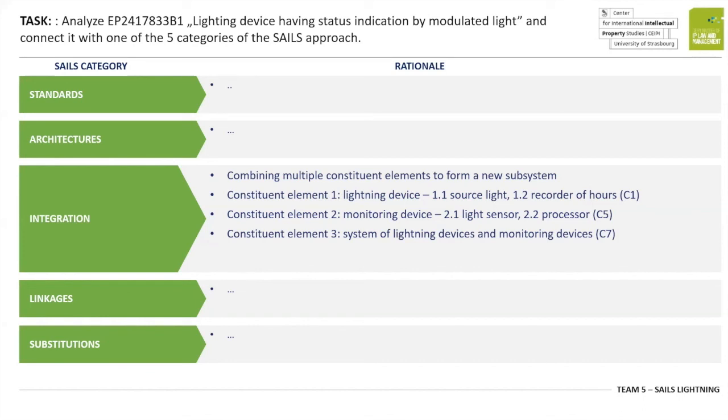We believe there are 3 constituent elements here. First of all, the lighting device, which is an existing device, a source of light that also records its own operating hours. Secondly, the monitoring device, that in itself already existed in a different context, but is now put together with the lighting device, consisting of a light sensor and a processor to process the information the sensor creates. And the third element is the interaction, the communication between the lighting device and the monitoring device as a system of lighting. So for us, it's purely integration.